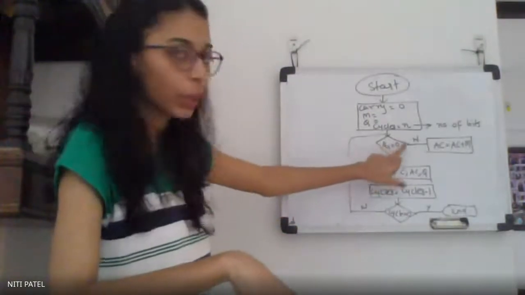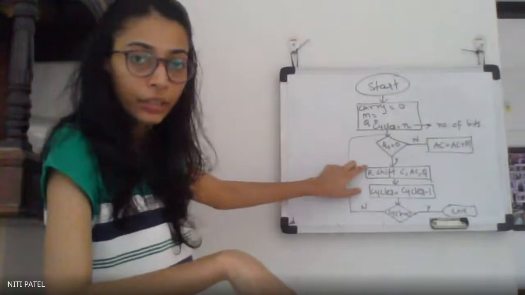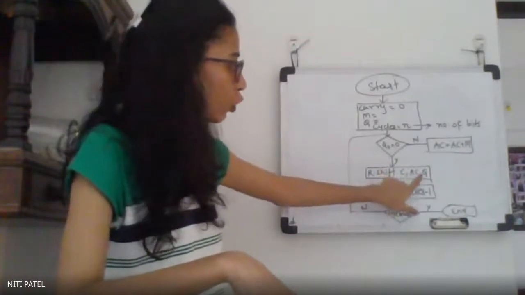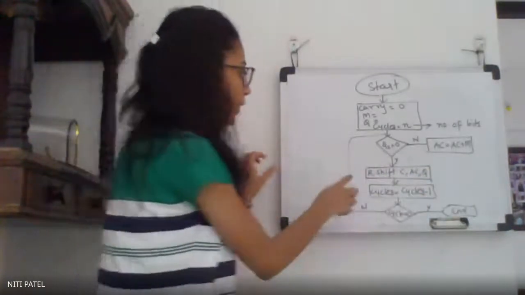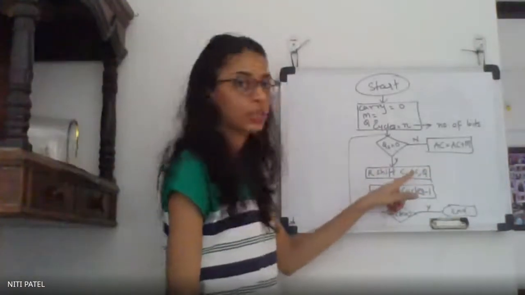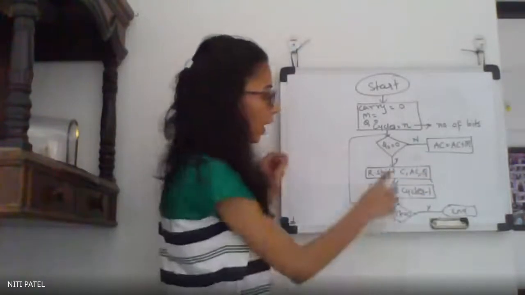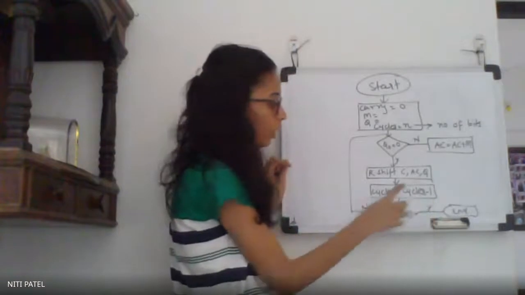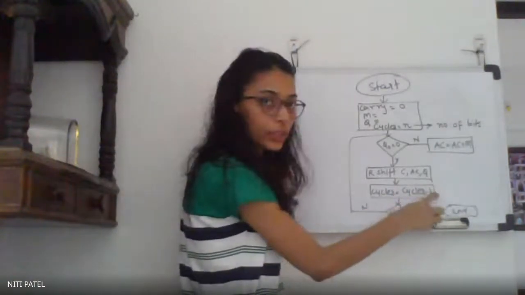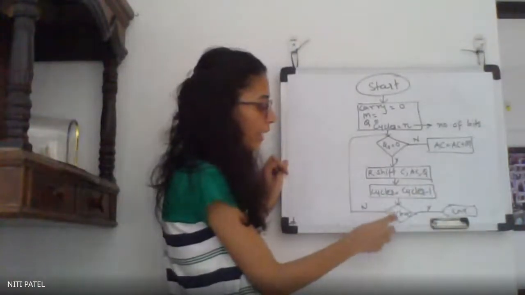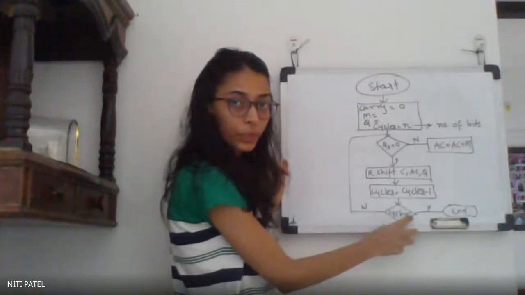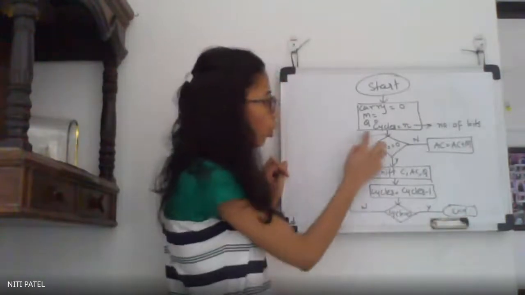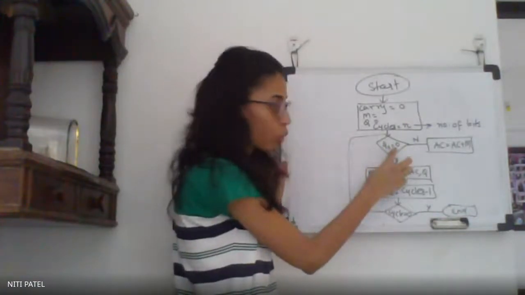If Q0 is equal to 0, you will write right shift carry, comma, AC, comma, Q. Then cycles is equal to cycle minus 1. Then cycle is equal to 0. If it is yes, end. If it is no, go back to Q0 is equal to 0.